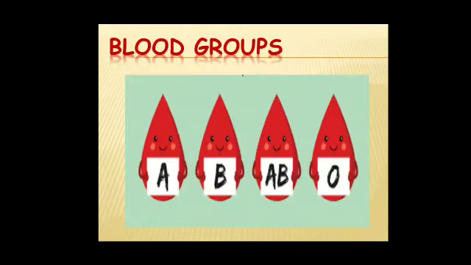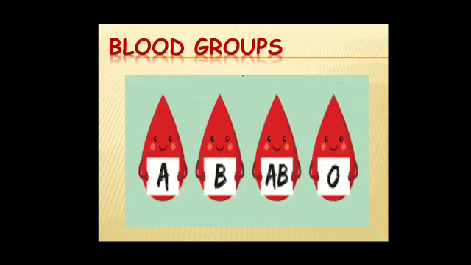Now we will see the different groups of blood which we have. There are 4 important blood groups, that is blood group A, B, AB, and O. We have the RH factor also. If the RH factor is present in the blood, we have A positive. If it is present in blood group B, it is B positive. Similarly, AB positive and O positive.